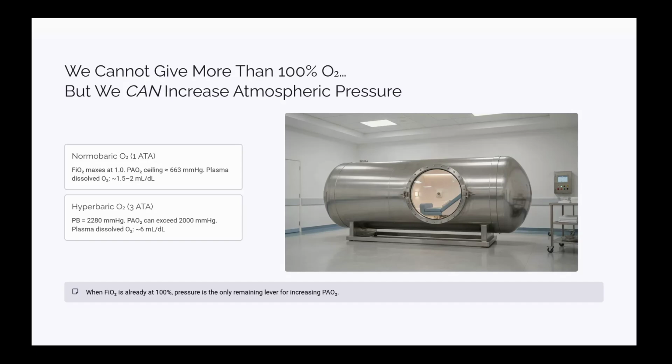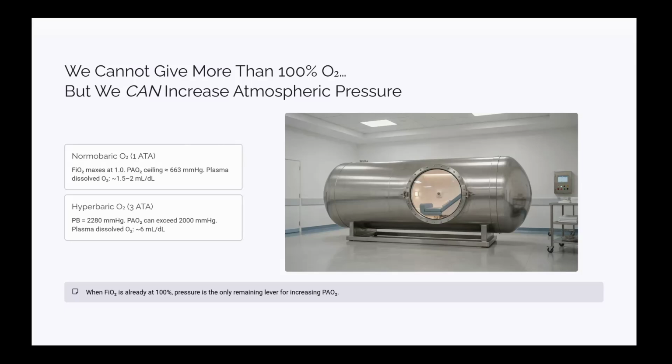But FiO2 is only concentration. Partial pressure also depends on total pressure around the patient. And total pressure doesn't have to stop where we're used to. Picture that same patient breathing 100% oxygen at normal atmospheric pressure. Now, put that patient in a chamber at about 3 times the ambient pressure. The FiO2 can stay the same, but the total pressure surrounding the patient is dramatically higher.